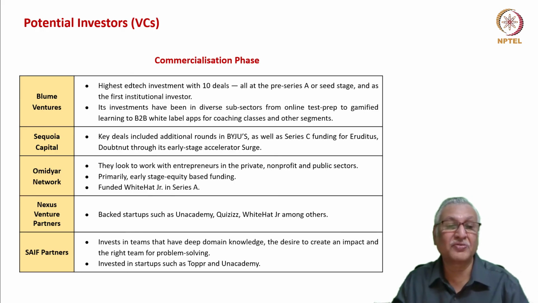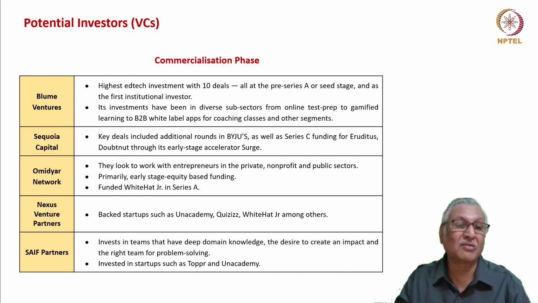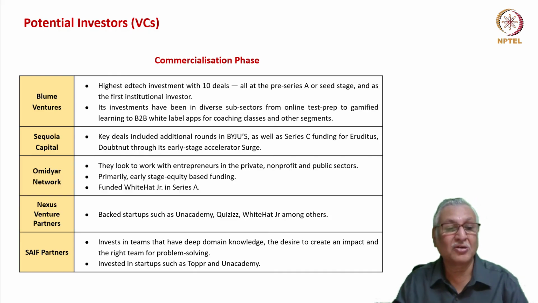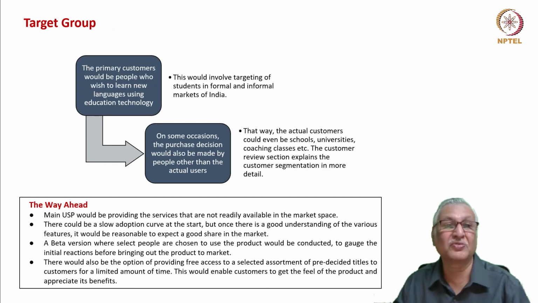In the commercialization phase, one would need to go to venture capital companies such as Bloom Ventures, Sequoia Capital, Omidyar Network, Nexus Venture Partners, Safe Partners. Again, what is relevant is that this project has made the students research into the kind of angel investors and the kind of venture capital partners that are available in the market space and the kind of projects they invest in. And this provides the wherewithal for the Lingua Reader team to develop a pitch deck and also provide a value proposition to the potential investors for the commercialization phase.